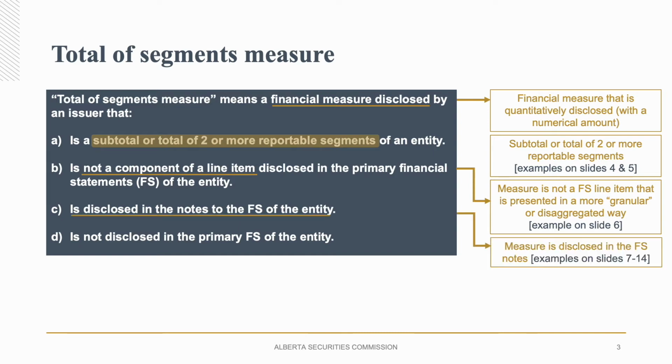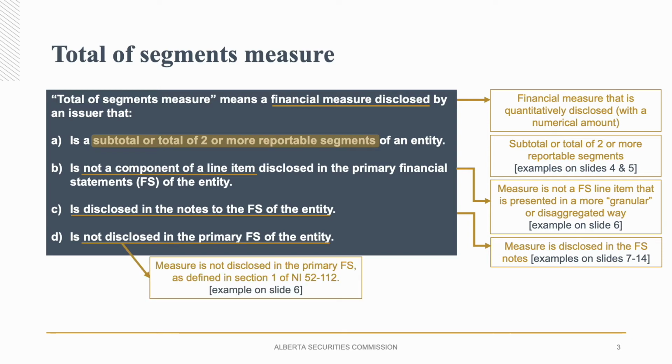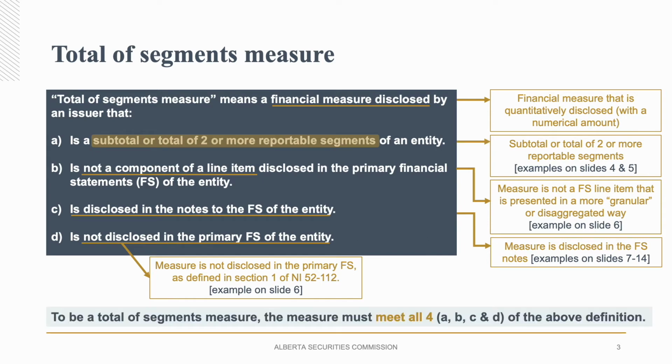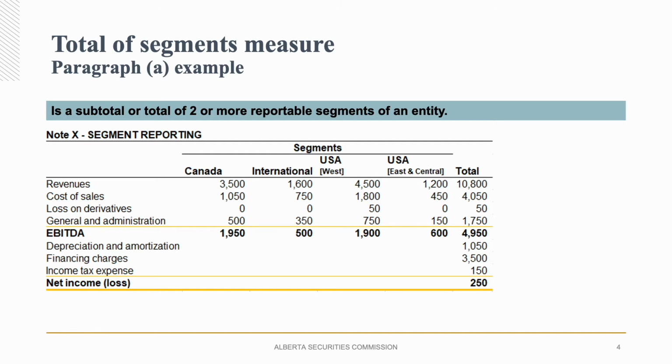For paragraph C, it is a measure that is disclosed in the financial statements, but it is not a measure that comes from the primary financial statements. Lastly, to be a total of segments measure, all 4 paragraphs of the definition must be met. Starting off with a few examples.